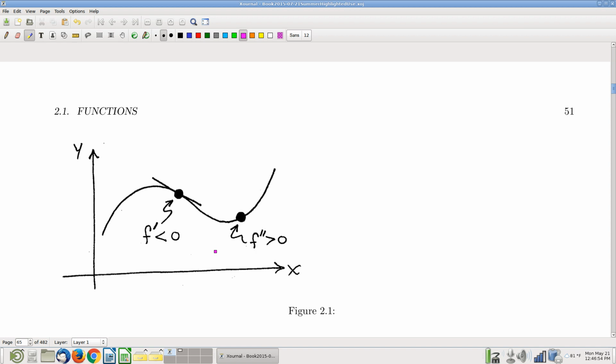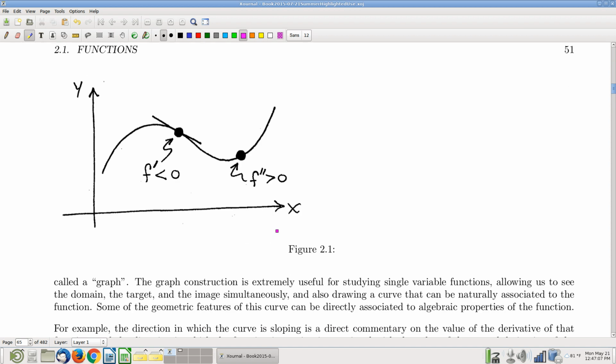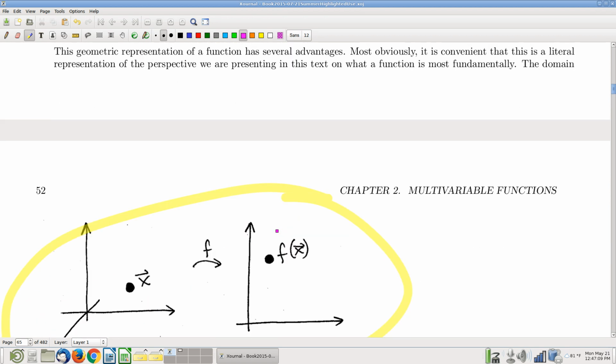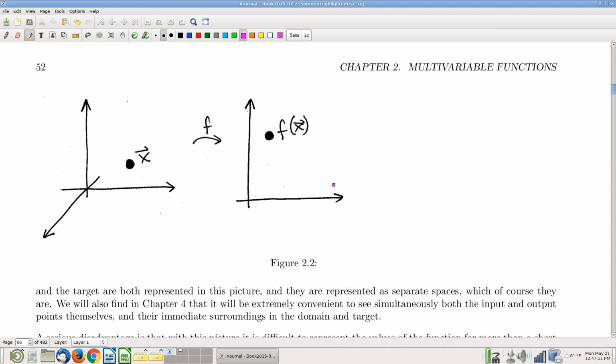Likewise, second derivative being positive, well, that's an algebraic statement. Concave up, it's curving in a certain way. Well, that's a very geometric statement. Again, that's a peculiarity of the fact that we're looking at graphs. So we will not always be looking at graphs. Here's an example of not a graph that we might use to represent a function.